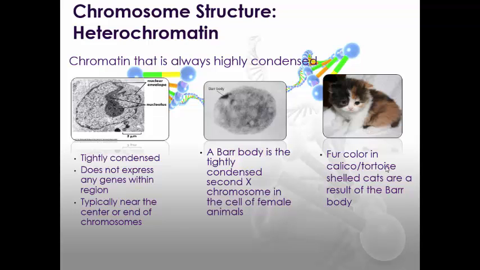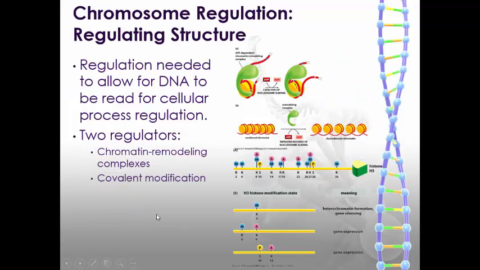This is why calico or tortoiseshell cats are not normally male. Male tortoiseshell or calico cats only arise when the cat has an extra X chromosome, giving them 2 X chromosomes and a Y chromosome instead of the normal 1 X and 1 Y chromosome. Let's now discuss how chromosome structures are regulated.